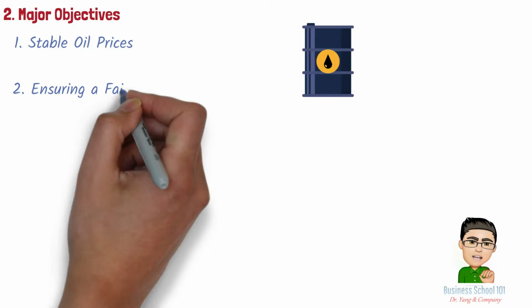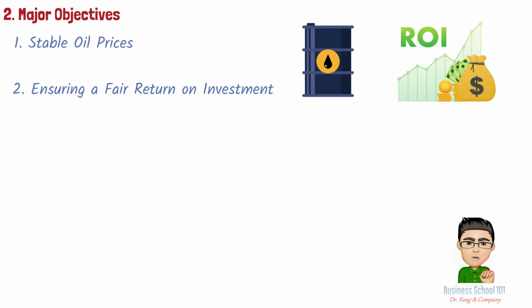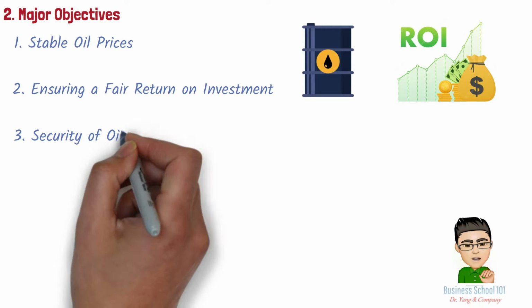2. Ensuring a fair return on investment. OPEC strives to secure a fair and equitable return on investment for its member countries' petroleum resources. The organization works towards balancing the interests of both producers and consumers to maintain sustainable development and investment in the oil industry.